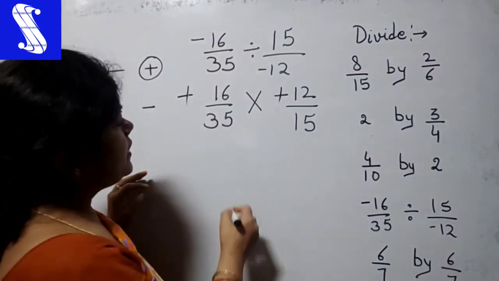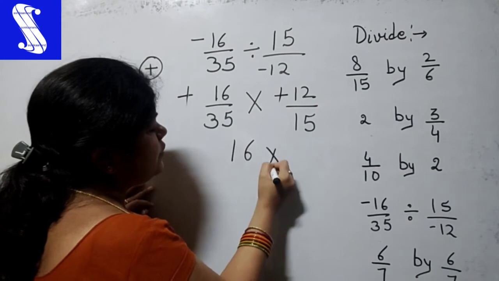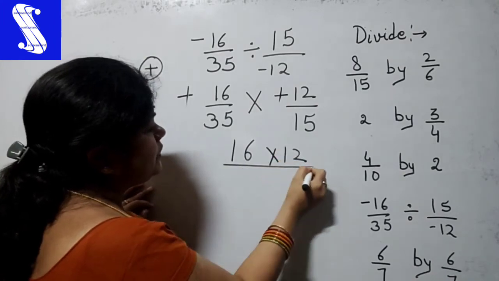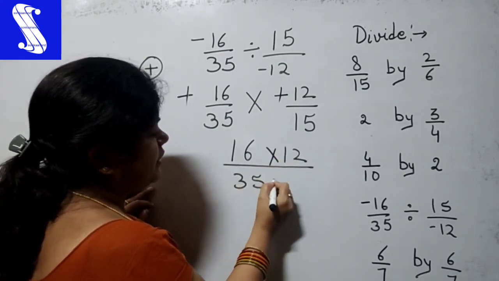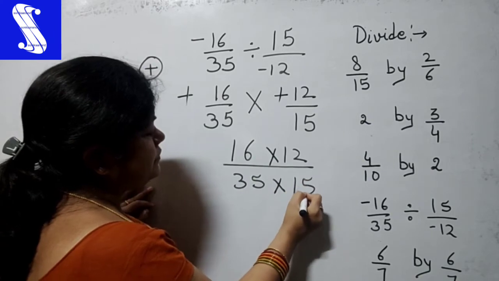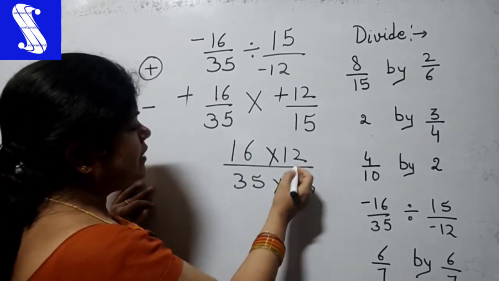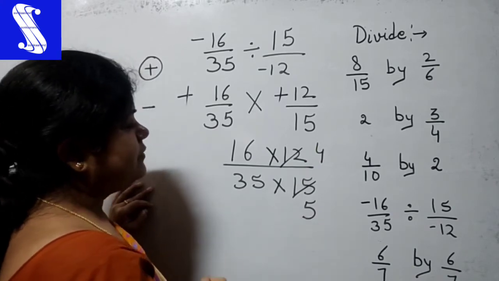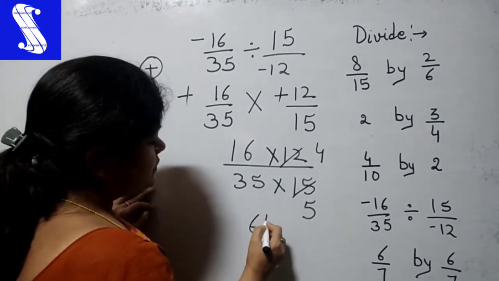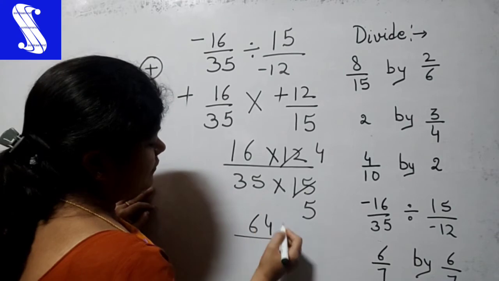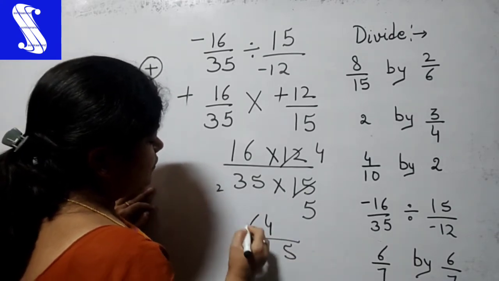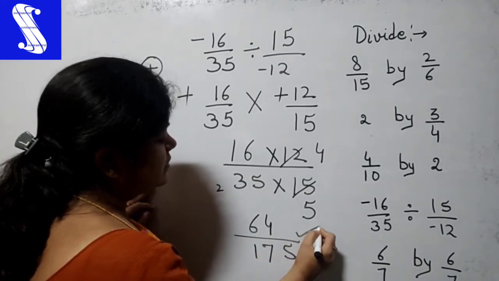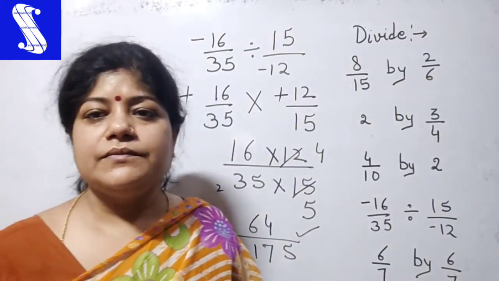So it becomes 16 into 12 over 35 into 15. Now divide by 3: 3 fours are 12, 3 fives are 15. Nothing is cut down. 64 over 5 fives are 25... 15, 16, 17. This is our answer.